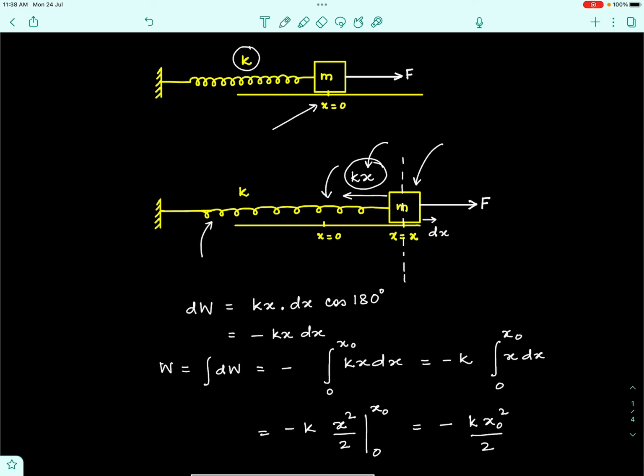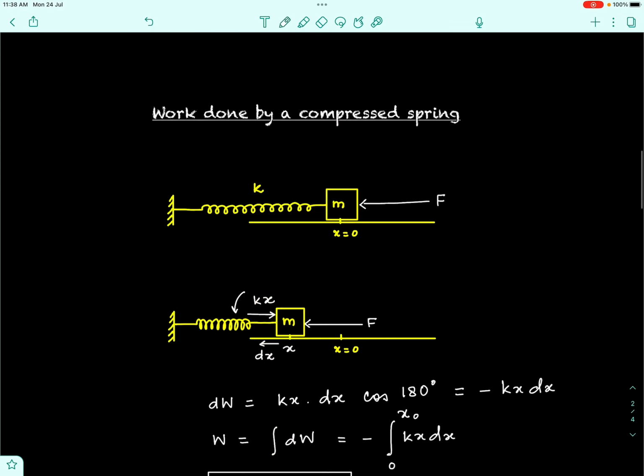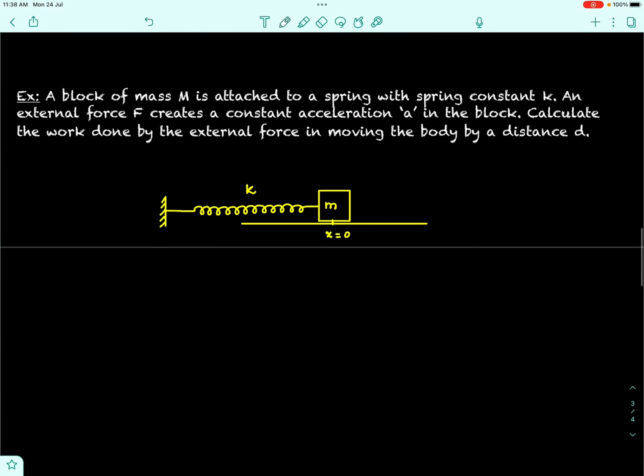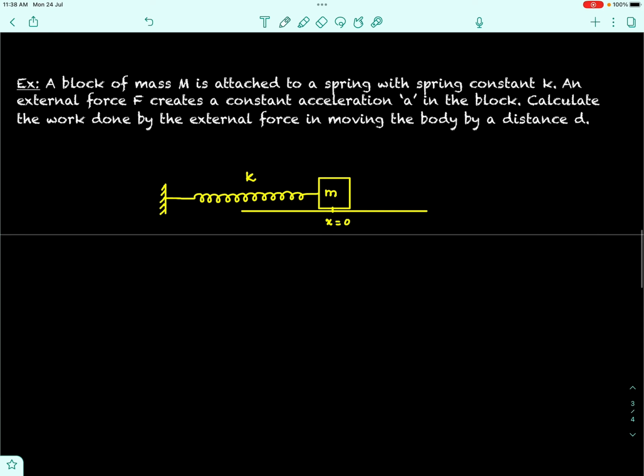Okay. So having understood this, having known the work done by a spring, let us take an example to make things more clear. So there's this question which says a block of mass m is attached to a spring with a spring constant k. An external force F creates a constant acceleration A in the block. Calculate the work done by the external force in moving the body by a distance d.